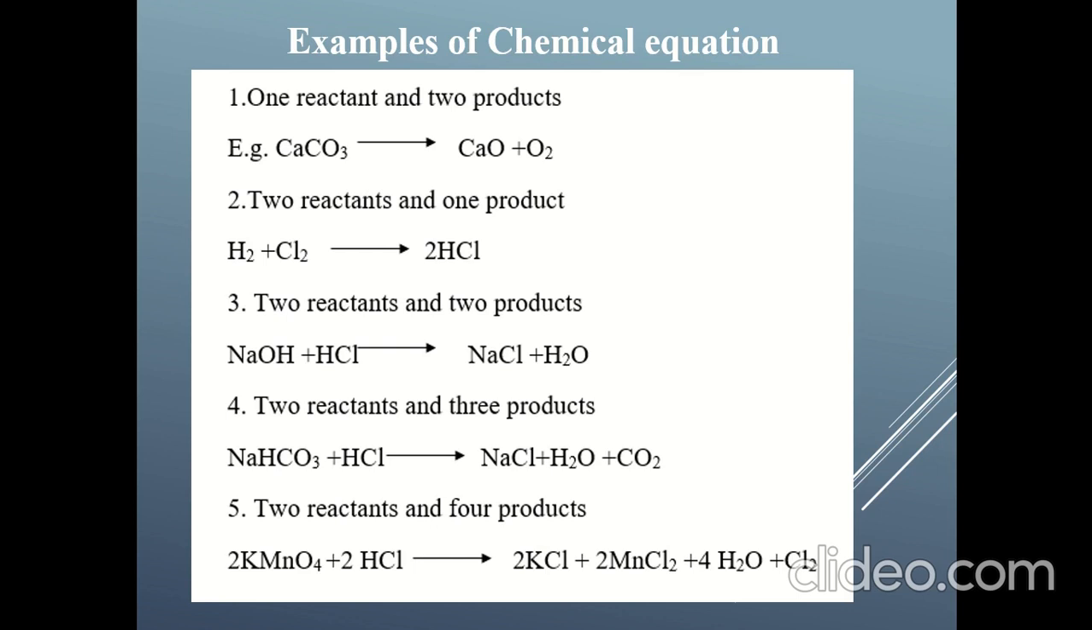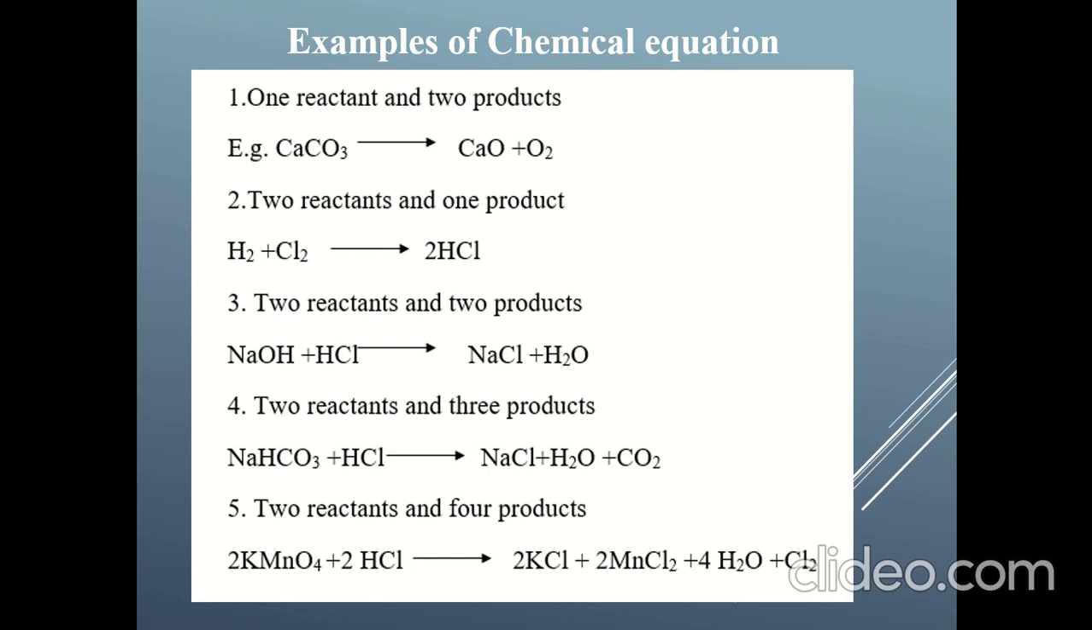The next example, two reactants react to give two products. Here sodium hydroxide reacts with HCl to give NaCl and water. So this is an example of a neutralization reaction which we will study further, where NaOH is a base and HCl is an acid. So acid and base react to form salt and water, that is NaCl and H2O. So here two reactants react to give two products. Now next, two reactants and three products.